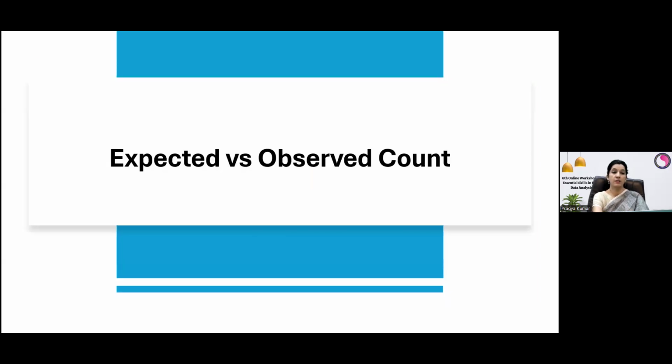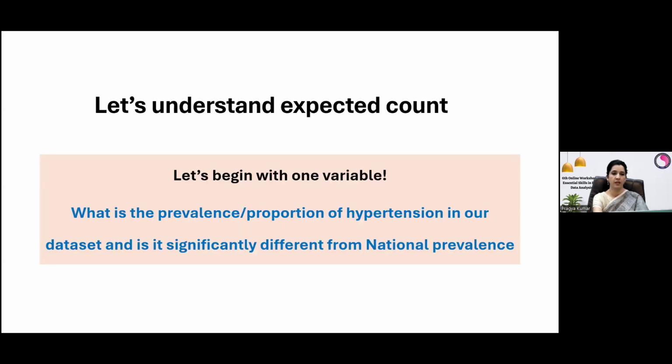Now I have introduced this term expected versus observed count. What is this? Expected, if you go by the statistical formula, is row total into column total by sum total, but I don't want to go by that formula right now. We just want to introduce the concept, the intuitive meaning of what we mean by expected. Observed is what you see. Okay, so let's understand this with one example.